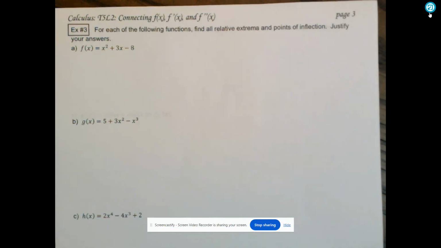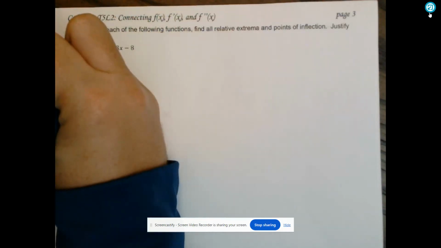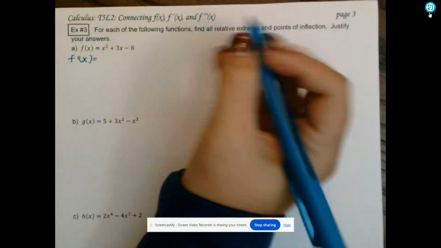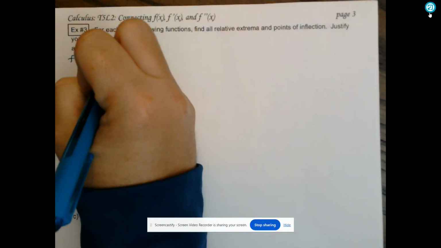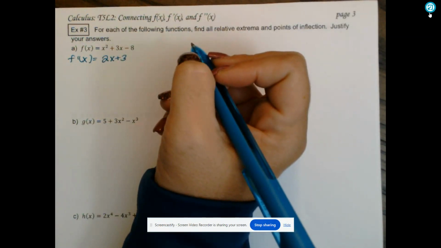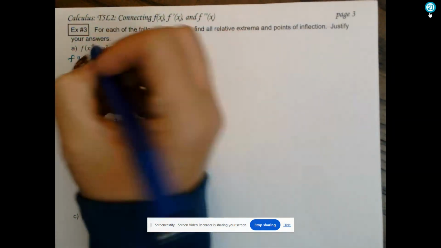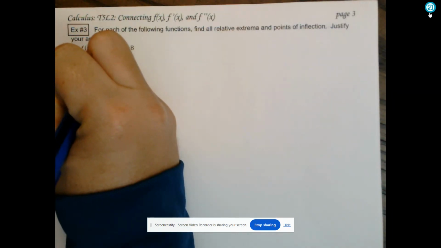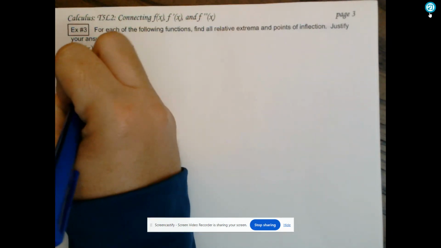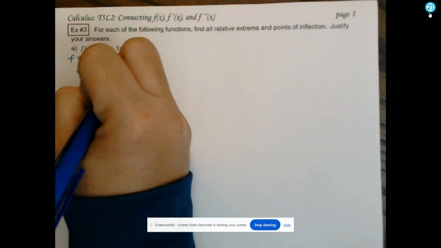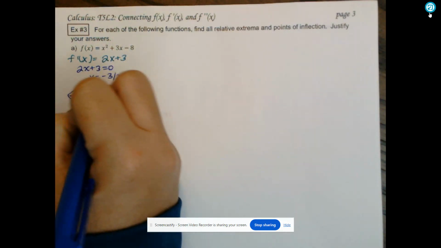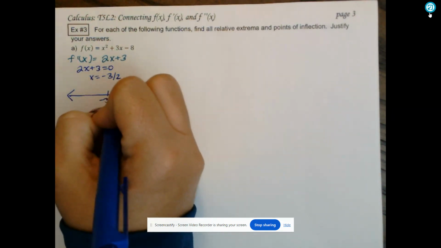Okay, so for each of the following functions, find all relative extrema and points of inflection and justify your answers. Okay, so remember, whenever we're talking about any of these, we need our derivatives, both the first and the second. Okay, so I'm going to go ahead and start by finding the first derivative of f of x, which is going to be 2x plus 3. All right, and remember, we want to take that and set it equal to 0 and solve. And that's what's going to go on our sign analysis.